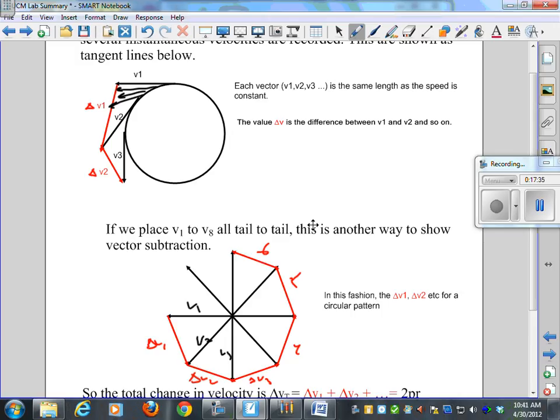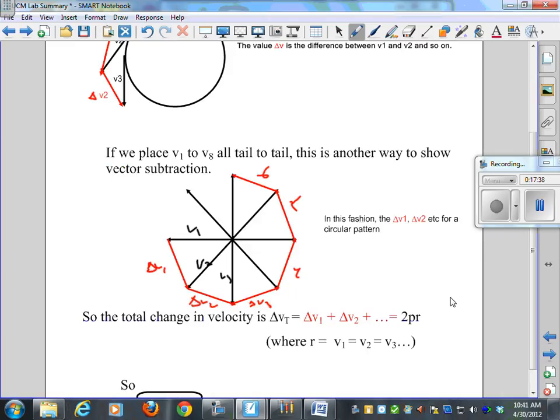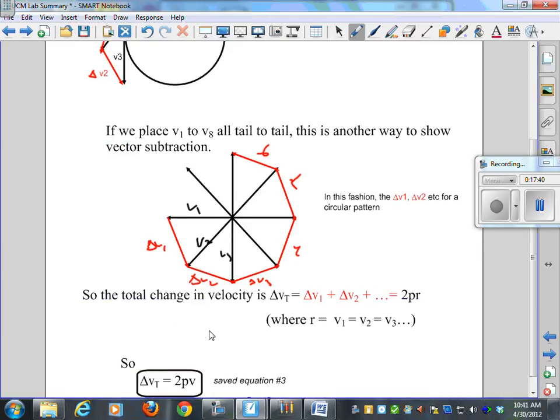So in this fashion, delta V1, delta V2, etc., form a circular pattern. The total change in velocity, delta VT, is the sum of all the little red ones: delta V1 plus delta V2 plus delta V3, and so on. And again, if I got a whole whack of them, they're very circular. Now, this should read 2 pi r. The red ones on the left side, because it's going to the left and down, would they be negative? No, they would just have some direction, like 10 degrees south of east or something, right?